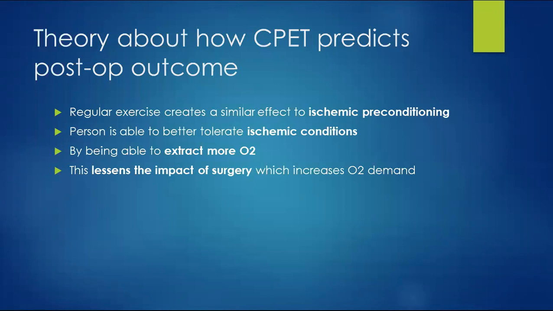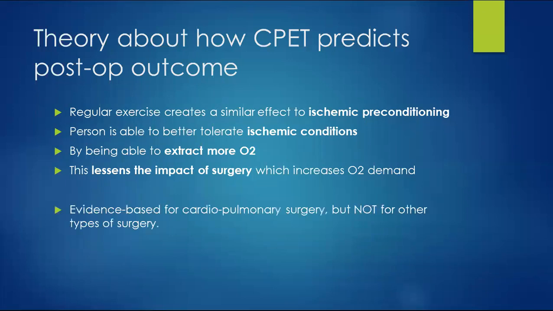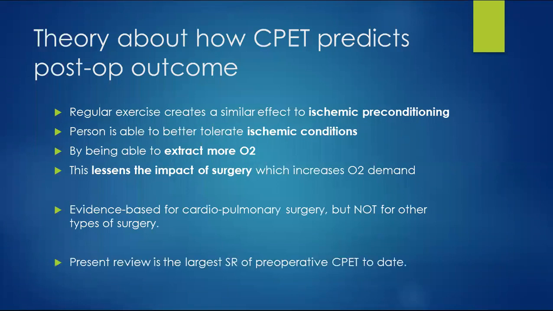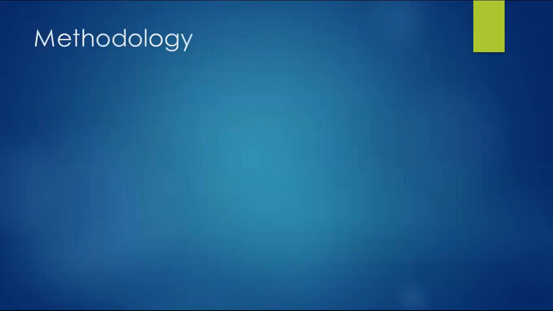So this lessens the impact of surgery, which is akin to a stress, such as in other forms of exercise, whereby there's an increase of oxygen demand. So there's currently an evidence base for cardiopulmonary testing, but not for other types of surgery. So this systematic review, which was recently published in the Anaesthesia journal, focused on its role in intra-abdominal surgery. And it's currently the largest systematic review for preoperative cardiopulmonary exercise testing to date.